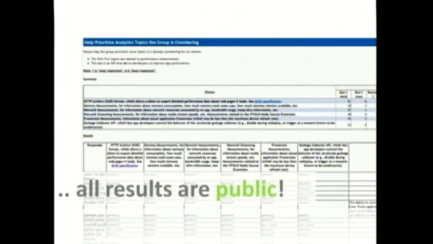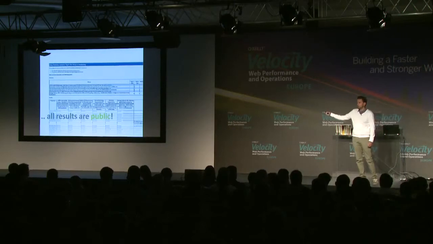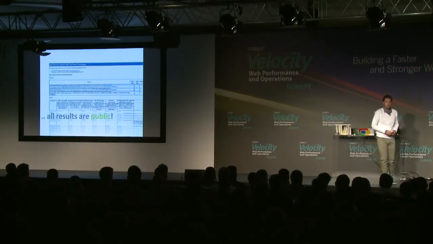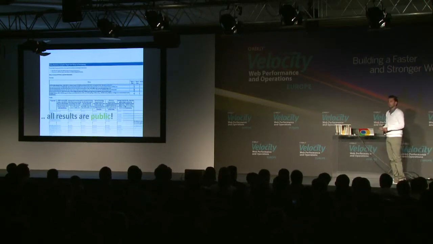And even beyond that, all results are public. A lot of people have already provided their input on what is important for them, and also contributed their performance use cases, the kind of problems that they're trying to solve. All this information is on the W3C website. It's publicly available, so you can read what problems others have, how they prioritize things, and what's important to them. And for sure, you're very much encouraged to contribute yourself.